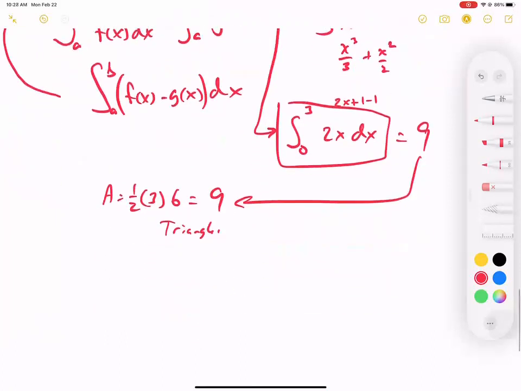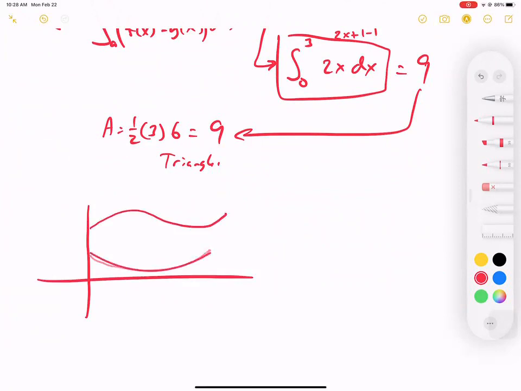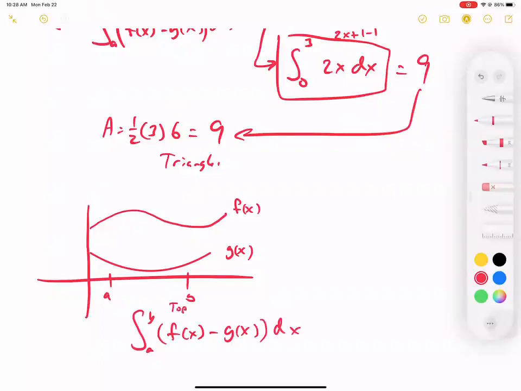Now, here is the scrappy part. If I give you any function, remember how we said the integrals can deal with curved surfaces? If I call this f of x and g of x, what we can do now is the integral from a to b of top minus bottom. And that's the only rule you have to remember. It's always going to be top minus bottom. And that will give you the area between the two curves.